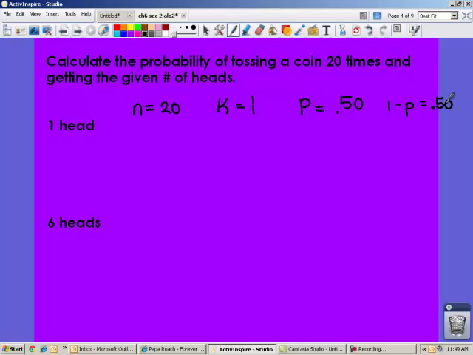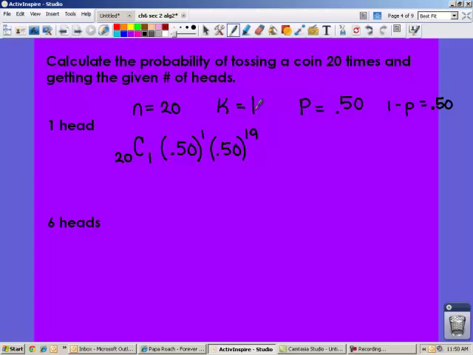And so if we set the equation up, we have 20C1 times 0.5 raised to 1 times 0.5 raised to 19. Now remember, it's the n minus the k. So if there's 20 total minus what we want, that'd be 19.